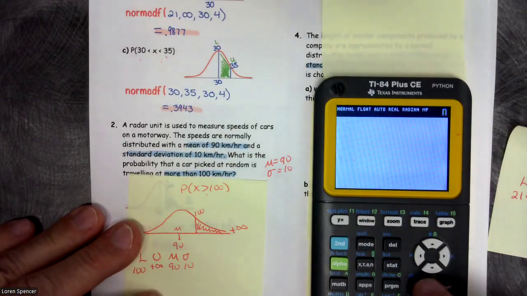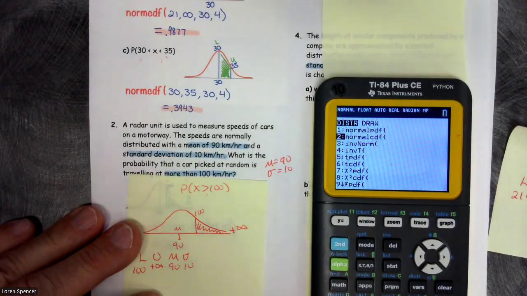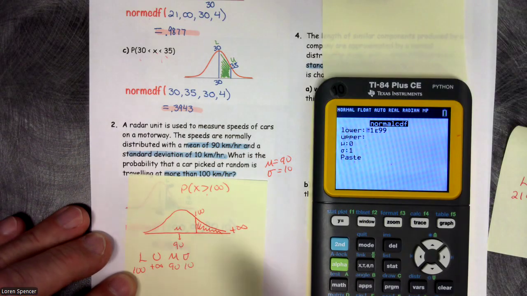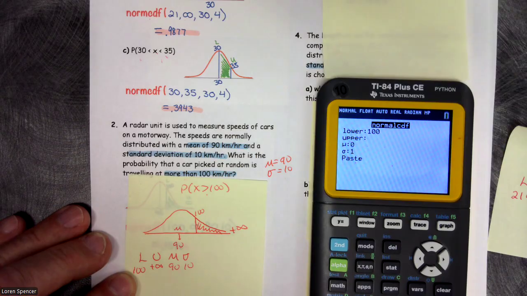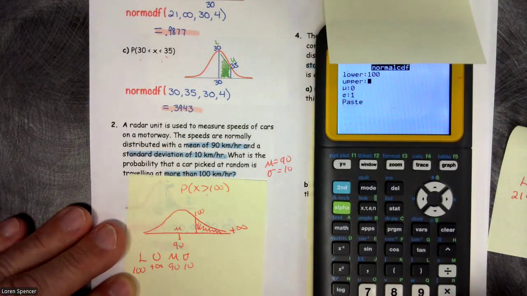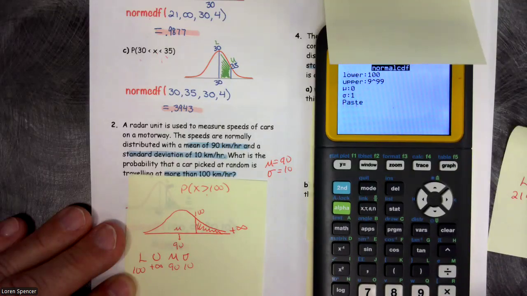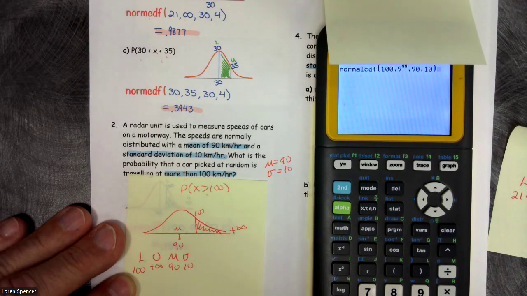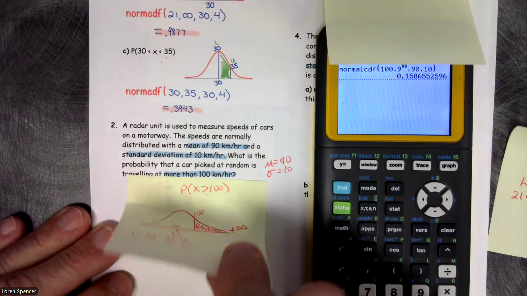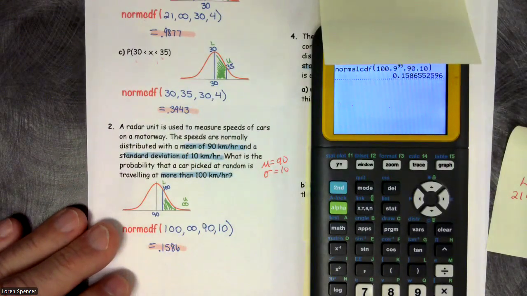So we're going to go second vars, norm CDF, lower bound. The lower part of my shading was 100. The upper part of my shading was infinity. So 9 raised to the 99th. Our mean was 90, and our standard deviation was 10. And we get 0.1586.